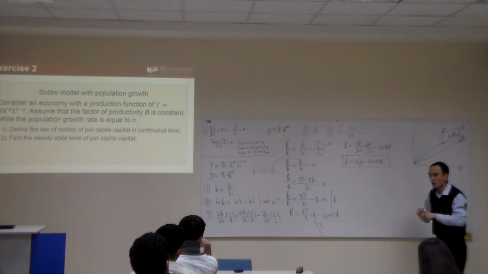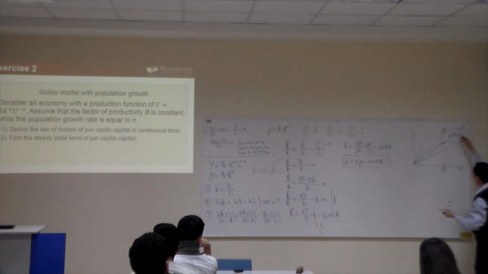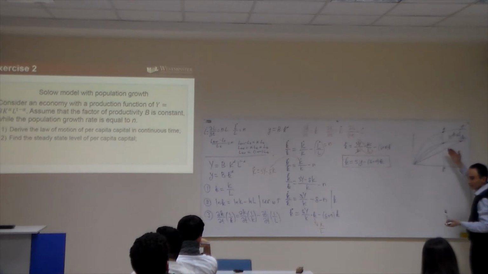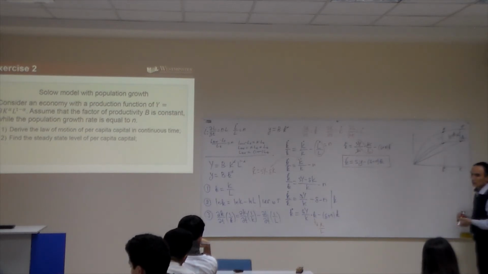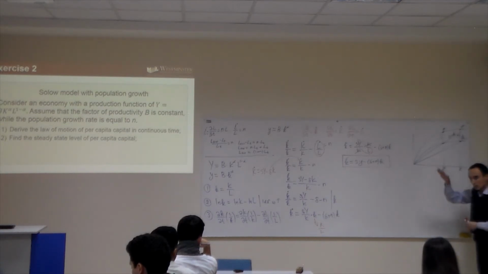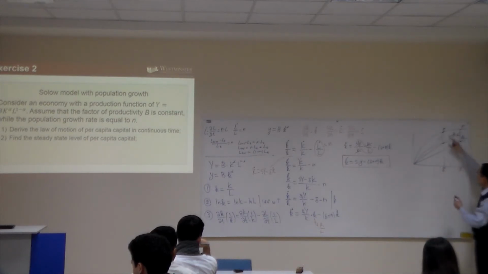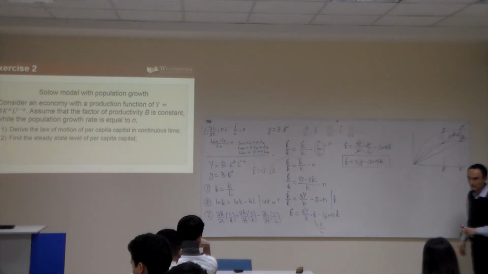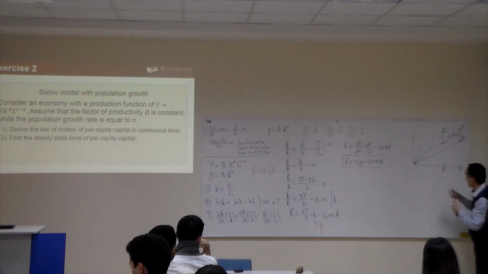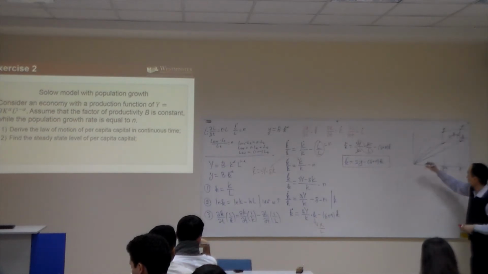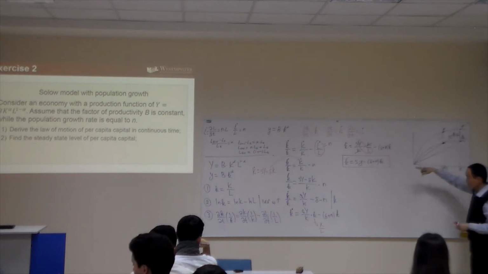Okay? And Solow, for example, this kind of arguments and findings, it is really good to apply for policy making. So therefore, some countries, they are trying to reduce population growth. Why? In the long run, we don't want to end up with having less consumption. Okay? So now, if it's the case, we have to find steady state level of per capita capital when population is growing. Now we'll find it.